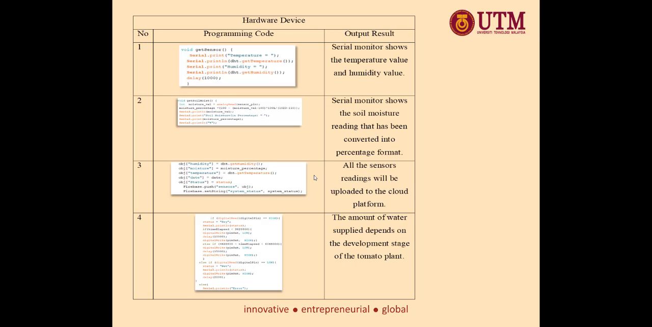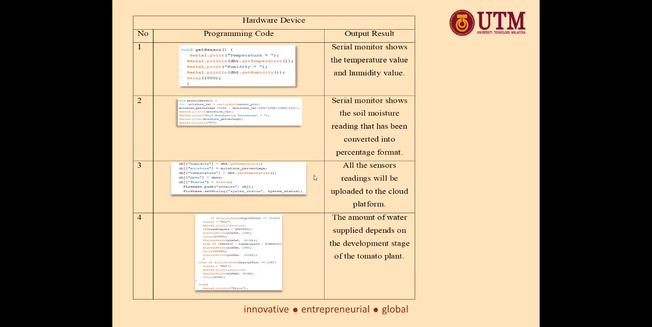So this is the hardware device. The first function is the get sensor function. The output result is passed, where the output displays the temperature value and humidity value. The second function is to get the soil moisture. The serial monitor shows the soil moisture reading that has been converted into a percentage format. And the third function is to push the sensor data from the hardware device to the cloud, and the result is all the sensor readings have been uploaded to the cloud platform.